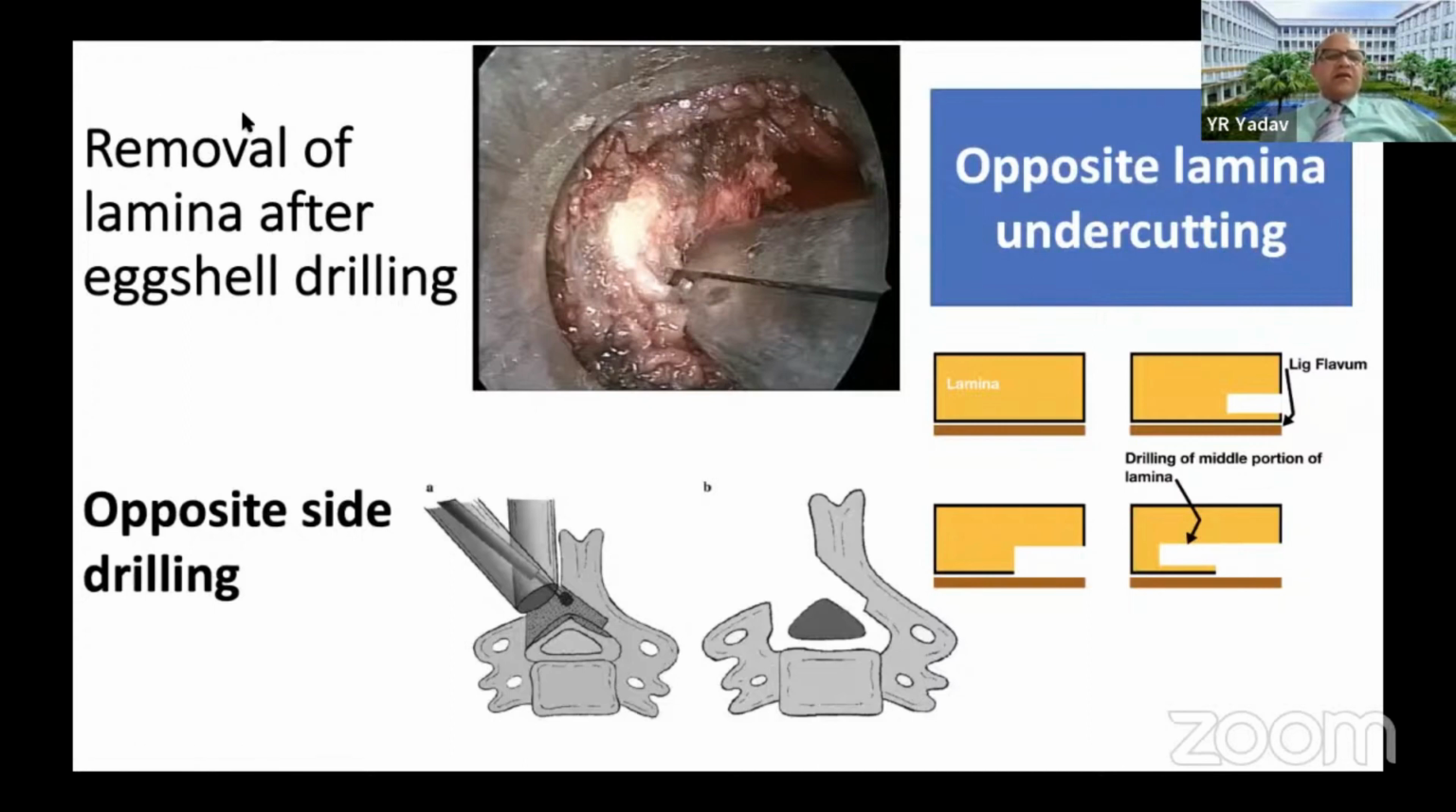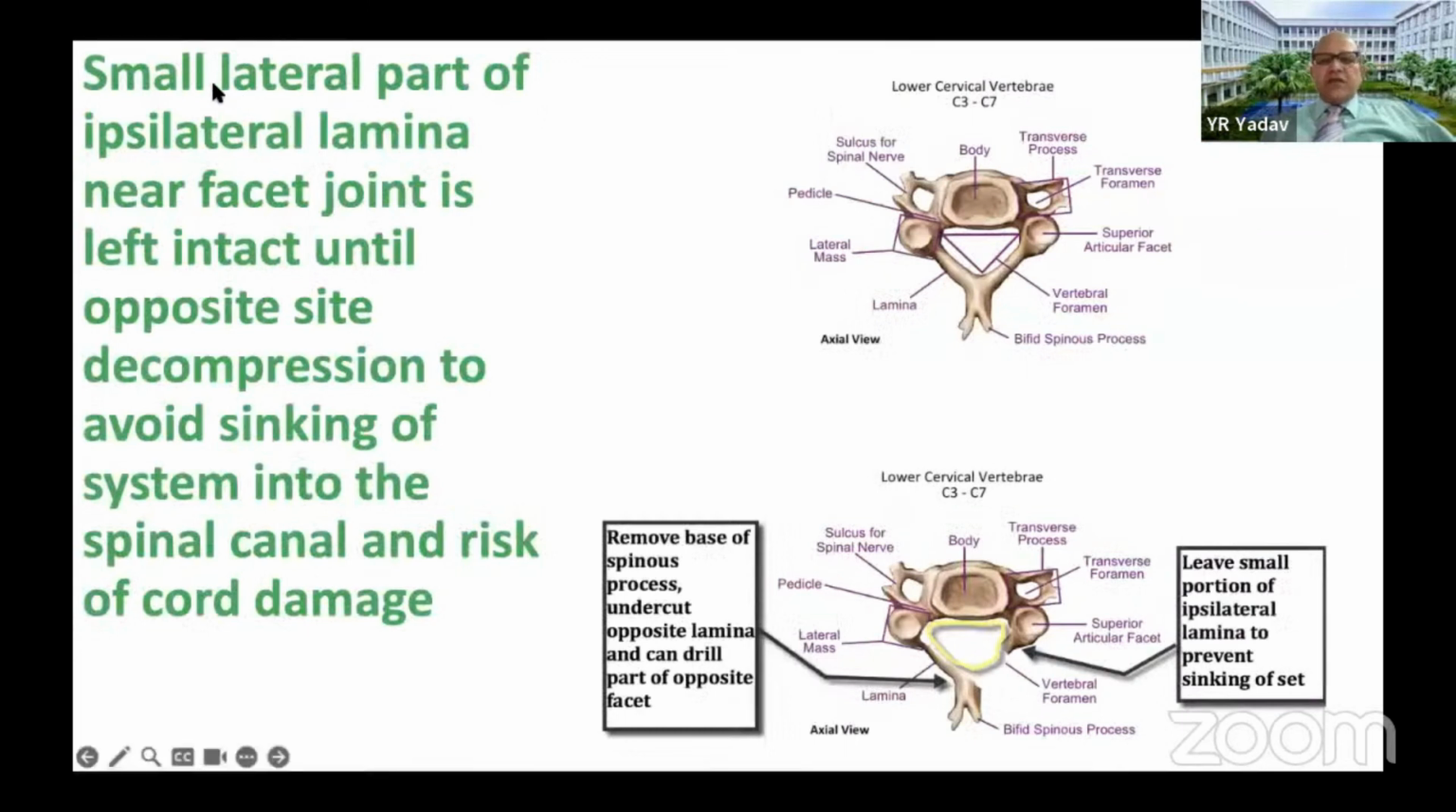The other small trick is to leave a small portion of the lamina. You want to remove this lamina and then undercut the opposite side lamina. So I leave behind a little bit of this lamina near the facet joint. Why? Because when I tilt it to the opposite side, my tubular retractor will be like this.